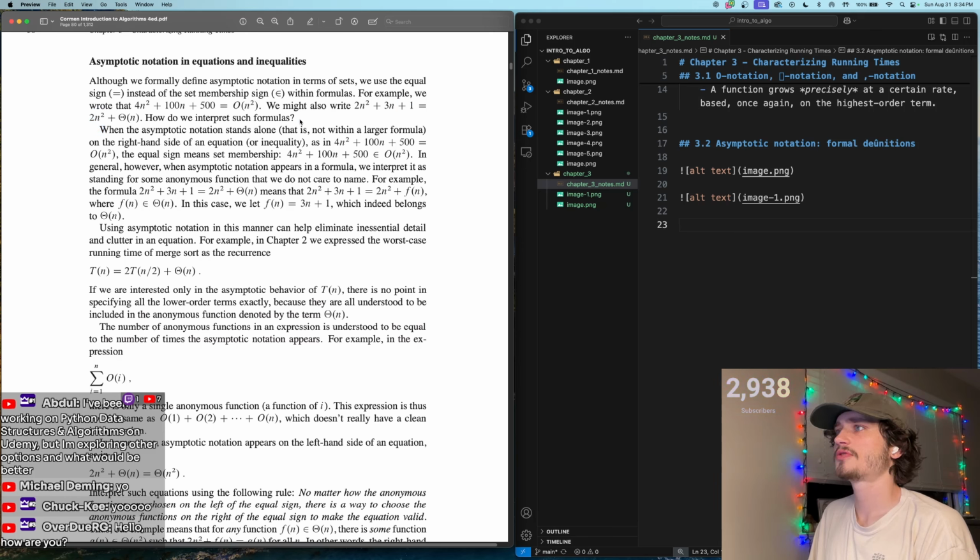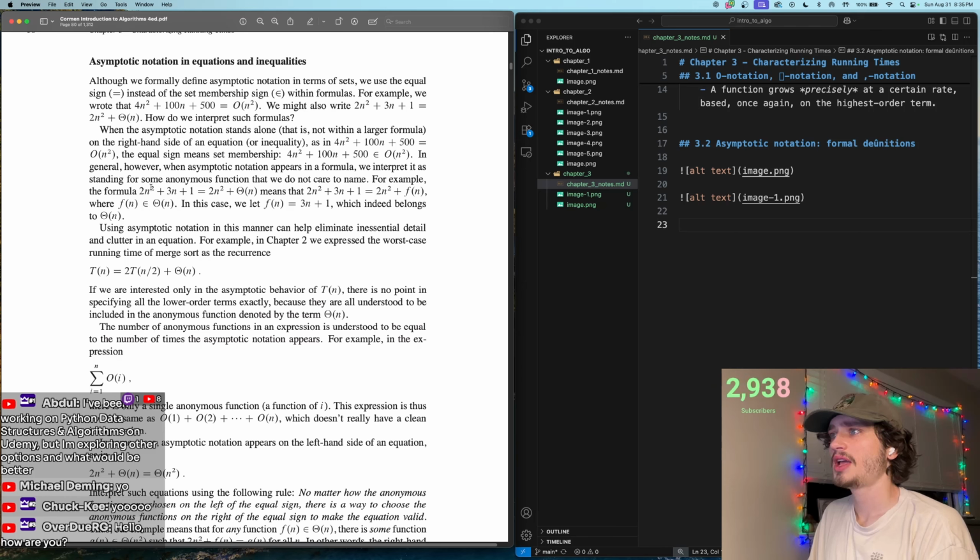How do we interpret such formulas? When the asymptotic notation stands alone, that is, not within a larger formula, on the right-hand side of an equation or inequality, the equal sign means set membership: 4n squared plus 100n plus 500 is in O of n squared. In general, however, when asymptotic notation appears in a formula, we interpret it as standing for some anonymous function that we do not care to name.